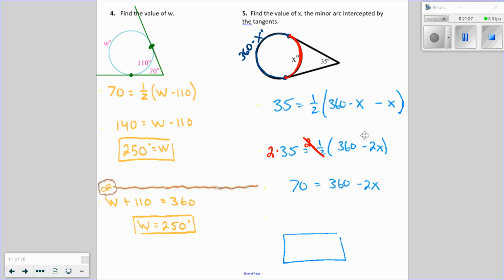That way I don't have to worry about distributing a 1/2. I'll just double the other side. Double both sides cancels out the 1/2. And then I would just subtract the 360, divide by -2, bada bing. There you go. That's what you do.